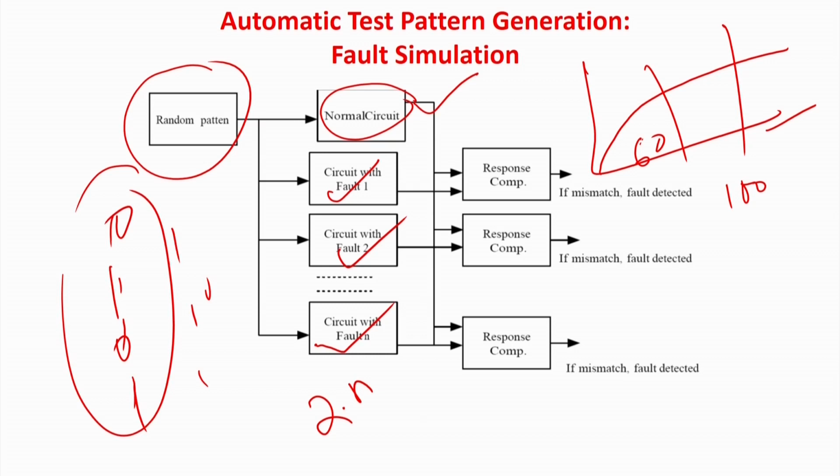But some faults will be quite difficult, say those in the middle part of the circuit. In such cases, if you are applying random patterns, you have to apply a huge number of random patterns and only a very few of them will be able to detect those faults. So we call it a difficult to test fault. So the idea is that first we go for fault simulation based automatic test pattern generation.